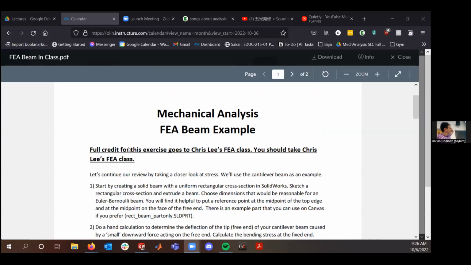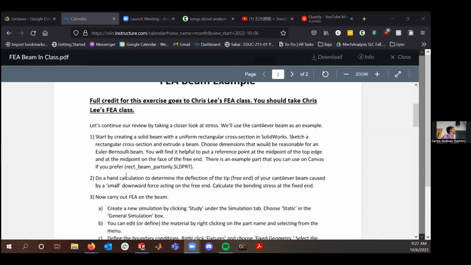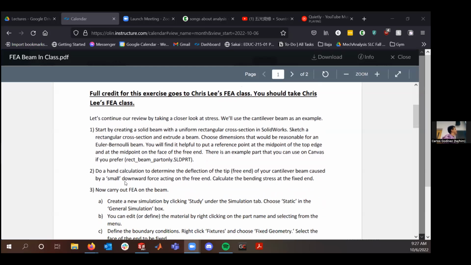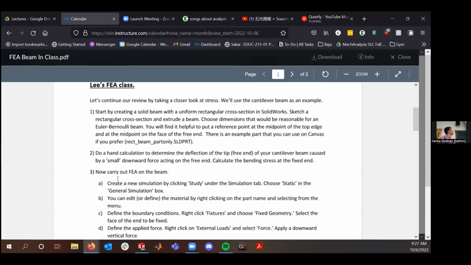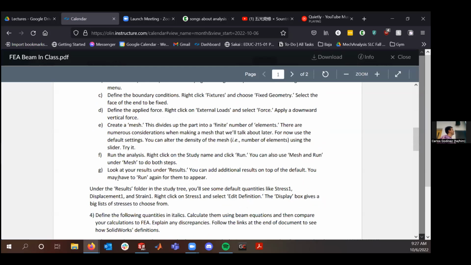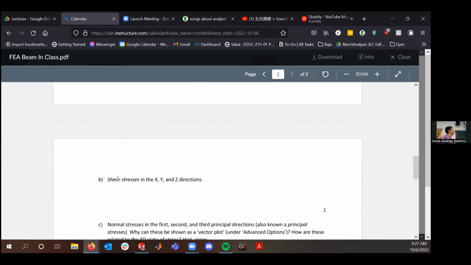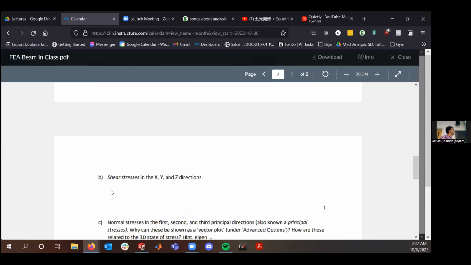Okay, and then here we are. This is borrowed from Chris Lee's class. You'll notice that there are some things that don't have very explicit directions, like do hand calculations for deflection at the tip and apply a small downward force. It doesn't explicitly give you directions. I recommend y'all play around with the values and see if it gives you reasonable assumptions. And if something doesn't feel useful, or we haven't talked about it, you don't actually need to write it down, but you should maybe consider looking up.